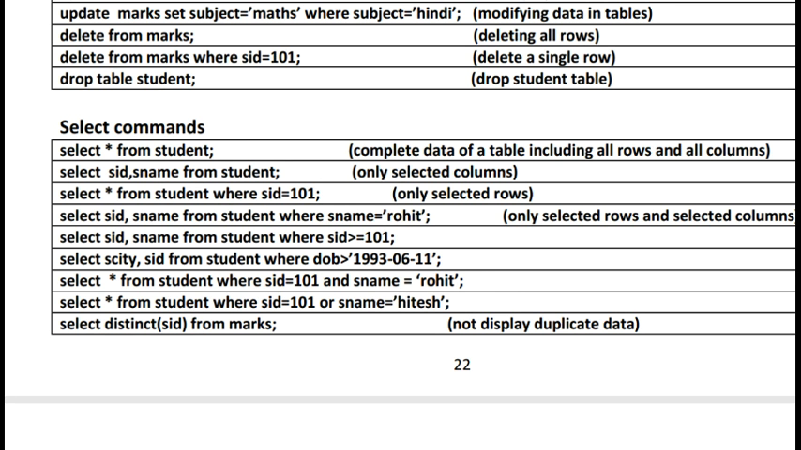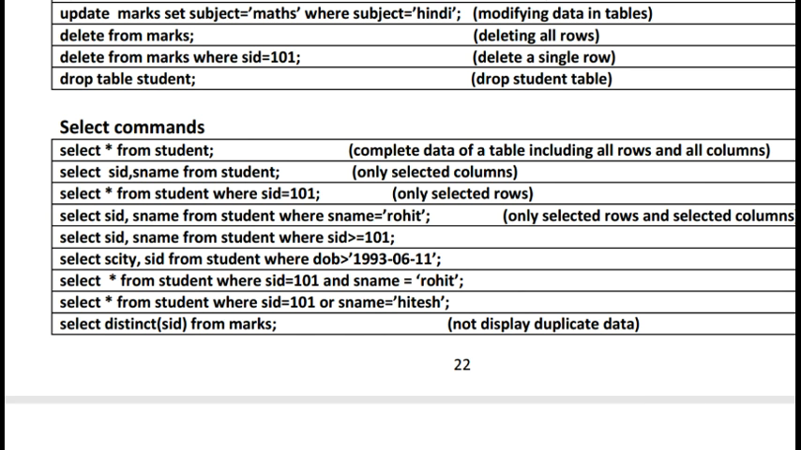All SELECT commands are easy. Suppose we want to show all the records. It's simple: SELECT * FROM student. To show selected columns: SELECT SID, SNAME FROM student. Only the SID and SNAME columns will display. To show all the columns but only the rows for student ID 101, I want to display the 101 details. So it will display all the columns but only 101: WHERE SID = 101, only the selected row.